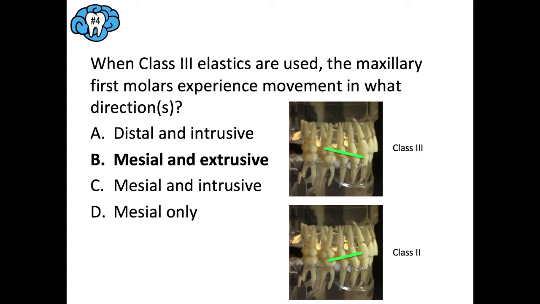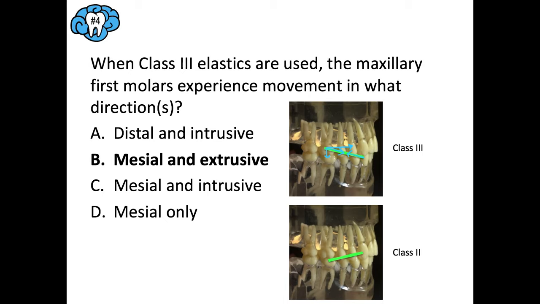And we know when a rubber band is stretched, it pulls on both ends. So we can draw our force vector towards the center of that rubber band because it's going to be pulling in both directions. If we break that vector for this first molar into x and y axes, we have a mesial pull in the x-axis and an extrusive pull in the y-axis. So that maxillary first molar is experiencing both a mesial and an extrusive force. So the answer here is B.